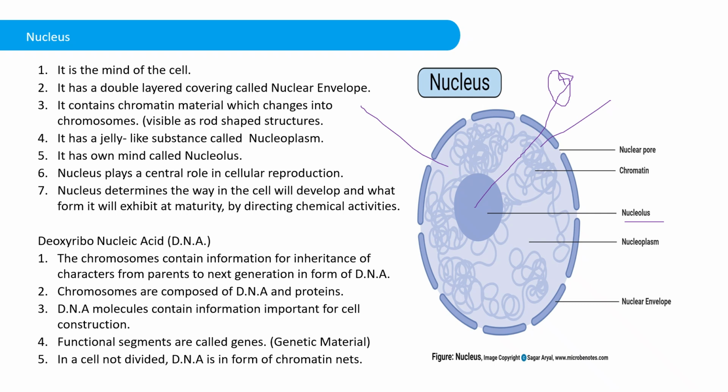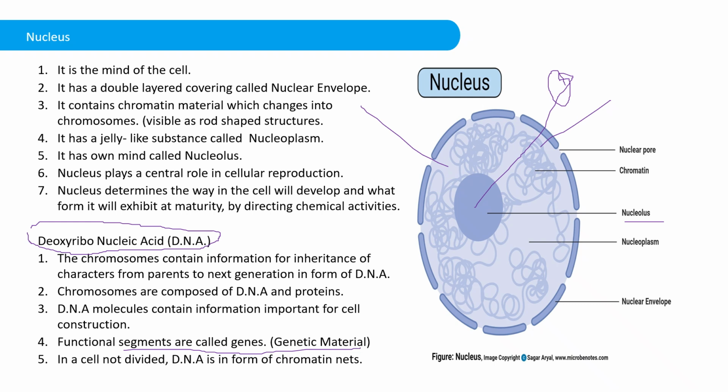The nucleus determines the way the cell will develop and what form it will exhibit at maturity by directing the chemical activities. Now we come across a term called deoxyribonucleic acid, which is also known as DNA. The chromosomes contain information for inheritance of characters from parents to the next generation in the form of DNA. Chromosomes are composed of DNA and proteins. DNA molecules contain information important for cell construction. And functional segments are called genes, the genetic material.